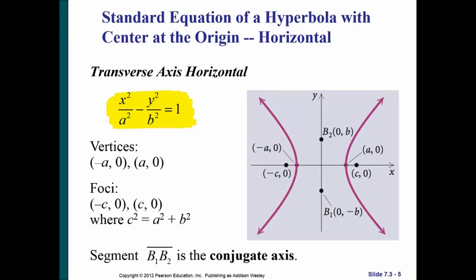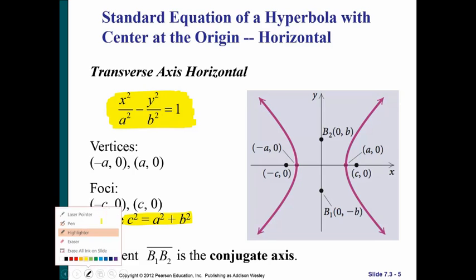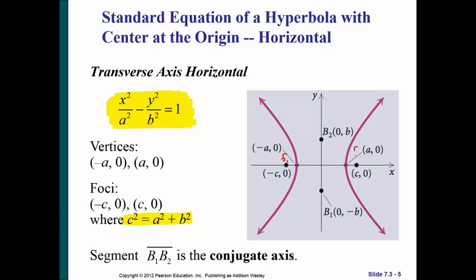And the other change is that instead of saying c squared is a squared minus b squared, c squared is equal to a squared plus b squared. So there's two sign changes that you make. That's about the only difference. These are the foci, F1, F2. So they are still both inside. So this is the conjugate axis. It's a fancy way of saying this is the line of reflection.